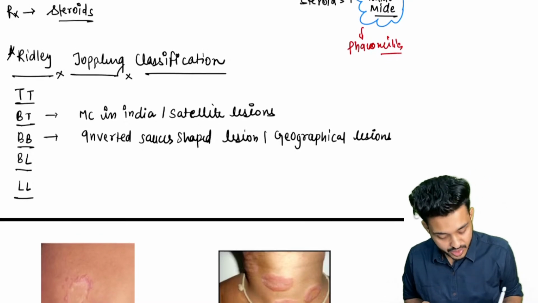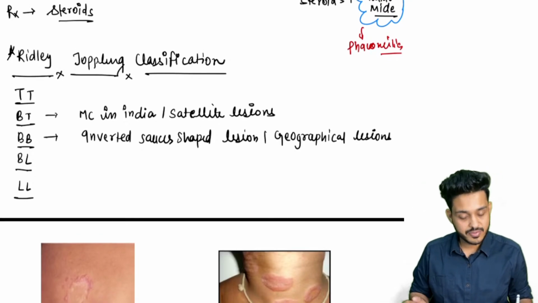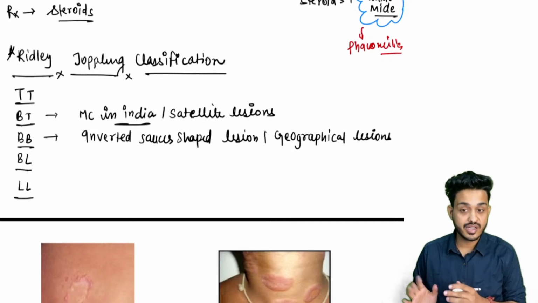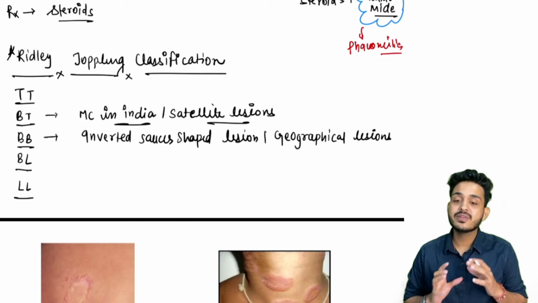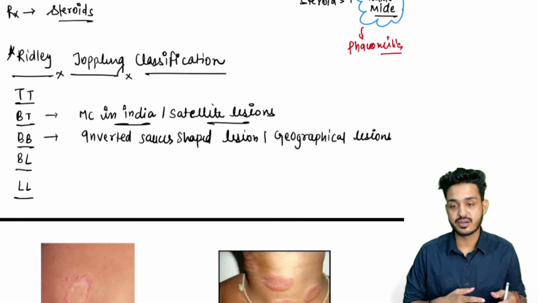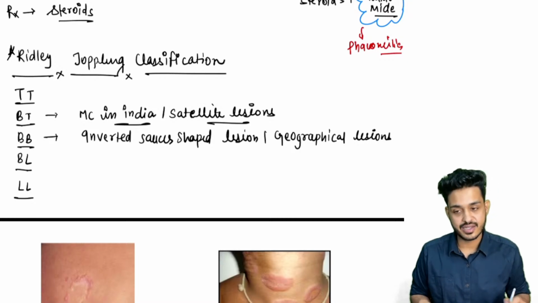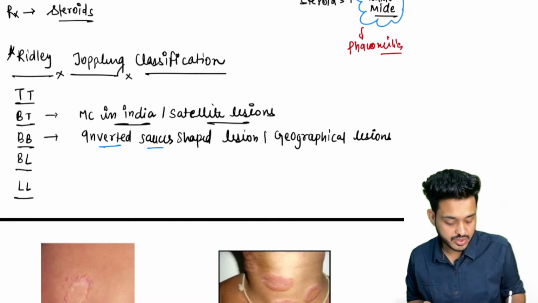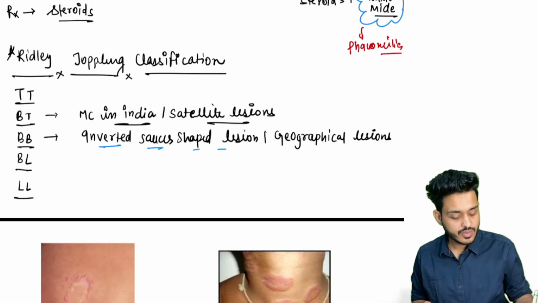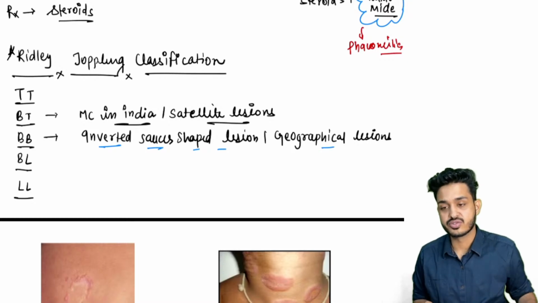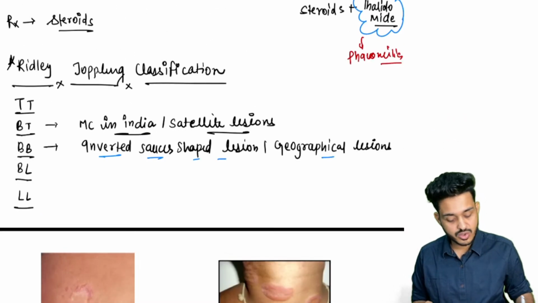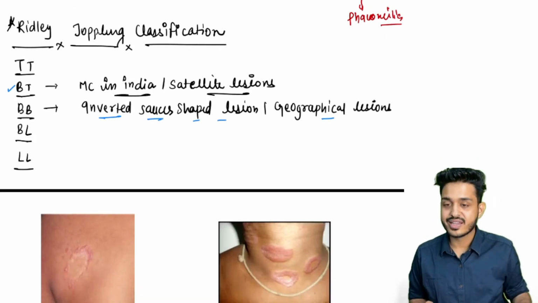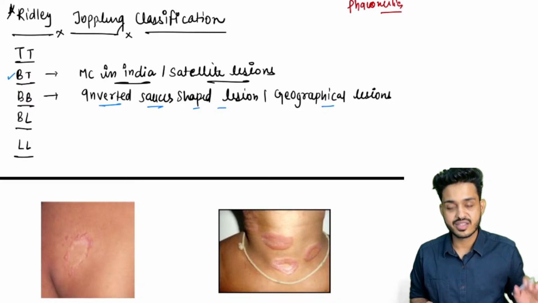Okay, most important, we need to remember about BT type of leprosy, that is most common in India. BT type of leprosy is most common in India. Second thing, we will be finding satellite lesions here. Okay, which lesions will be found? Satellite lesions. BB type of leprosy will present with inverted saucer shaped lesions, also known as geographical lesions. Okay, these will be found in BB type. So who gives BT as the most common? The people of India. So okay, most common in India that is BT, remember it. Satellite lesions, remember satellite.